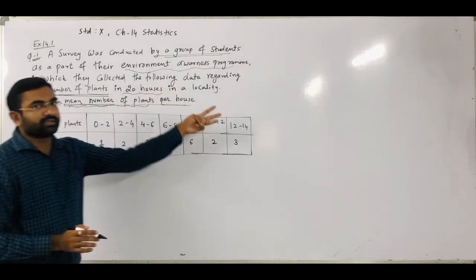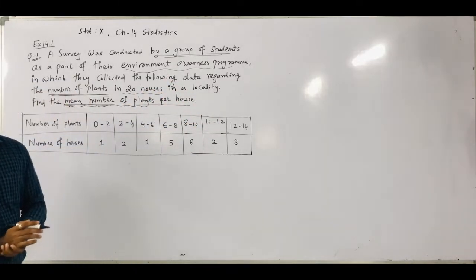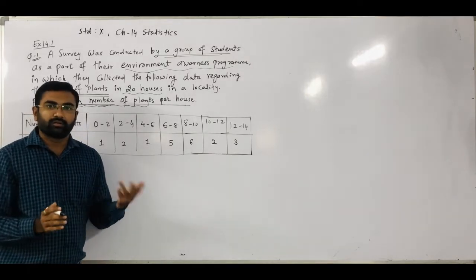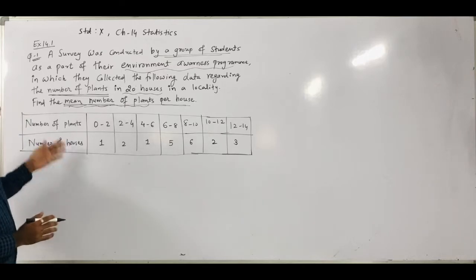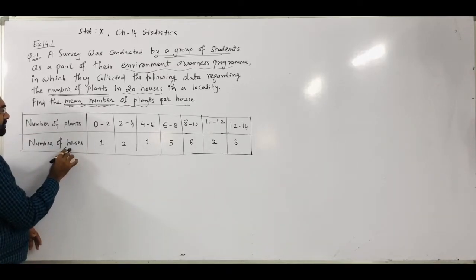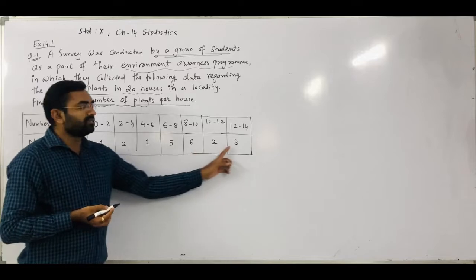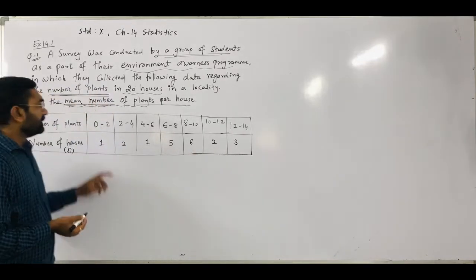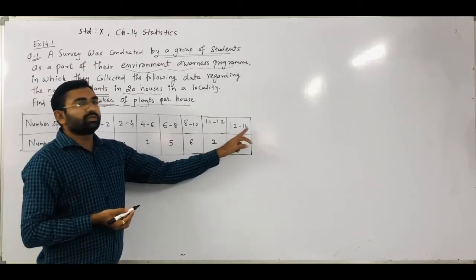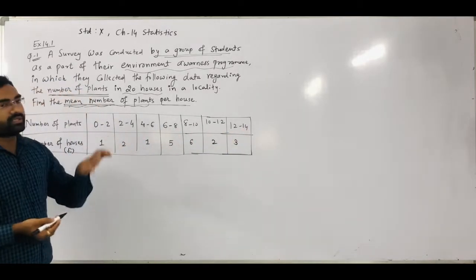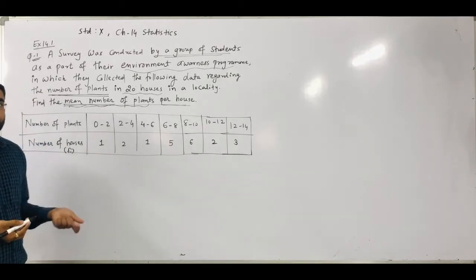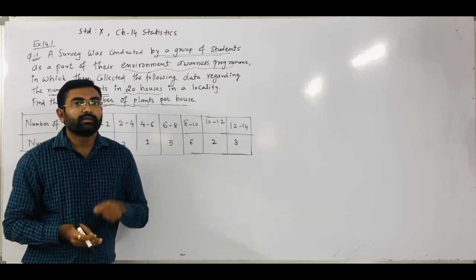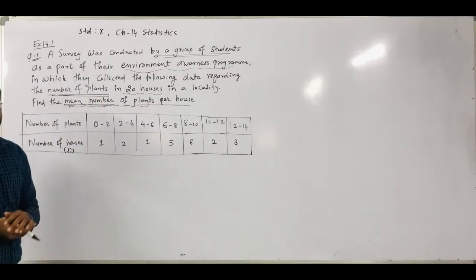As we discussed, there are three methods for finding the mean. But as I told you, you have to select one of the methods according to the data. Here, as we observe, this is our frequency value, the number of houses. You observe that all of the frequency values are given as single digits, so you can say they are small. Another thing, whatever the classes given, we have to apply the direct method.